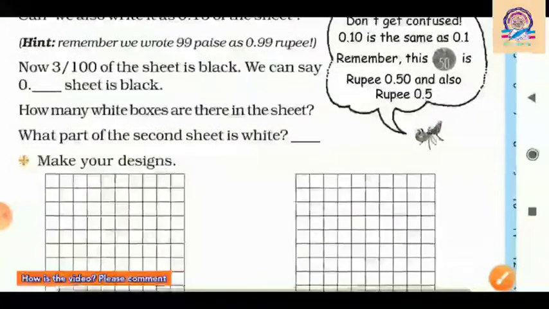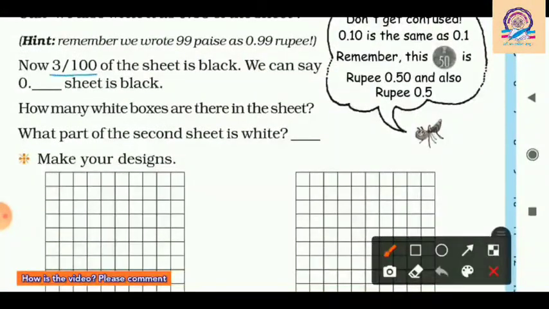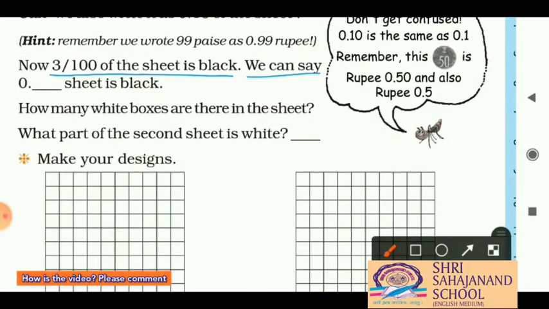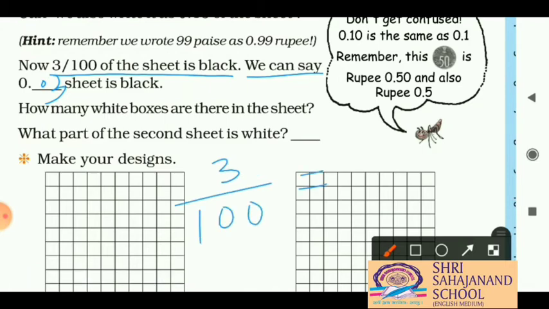Now, 3 upon 100 of the sheet is black. We can say 0.03 of the sheet is black. How can we say this? Actually, when we convert 3 upon 100 into decimal form, for this 0 here we have 3, so write 3. For this 0, here we have nothing in the numerator, so just write 0. And for this one, put a decimal. So now it is 0.03.